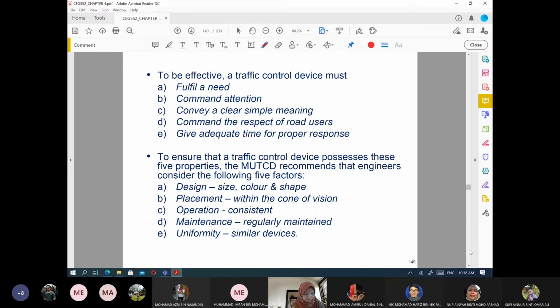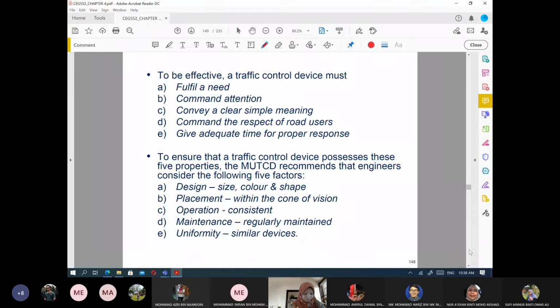Okay, MUTCD also recommends that the traffic engineer, when you are considering this traffic device, they must have these 5 factors: the design, the uniform color, uniform size and shape, even the signboard pun, bentuk signboard tu sendiri pun menggambarkan dia adalah warning sign ataupun regulatory sign, right? Color dia pun menggambarkan, right? Then the placement must be within the cone of vision, right? Kalau dia terlindung dekat pokok ataupun terlindung sebalik bangunan, all those kind of thing, so you need to avoid, right?